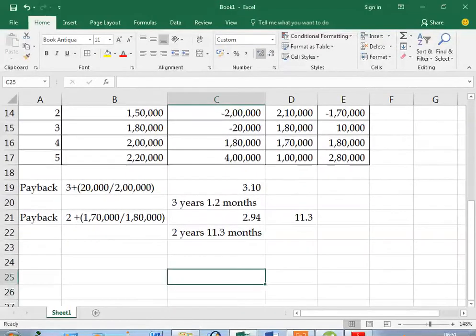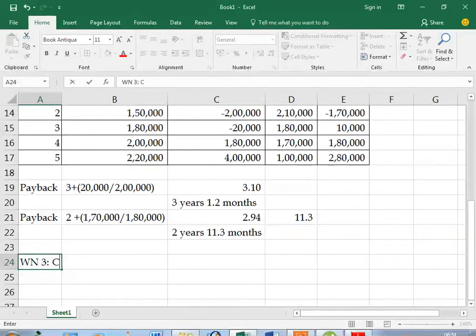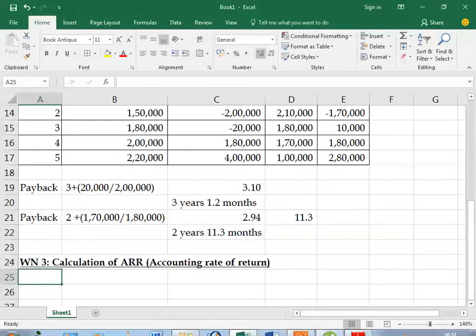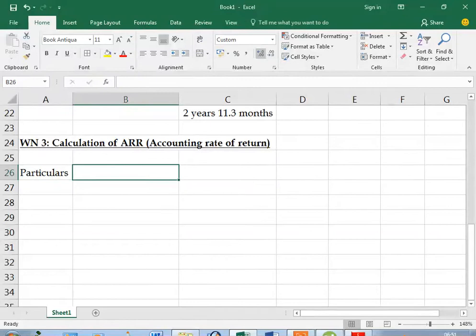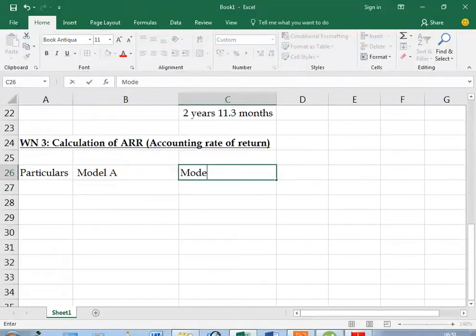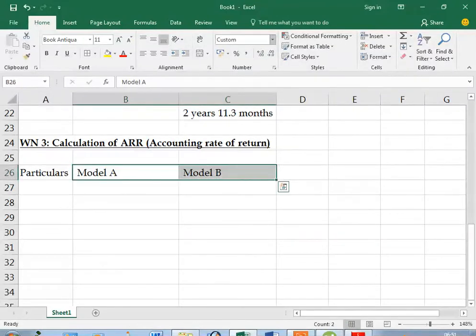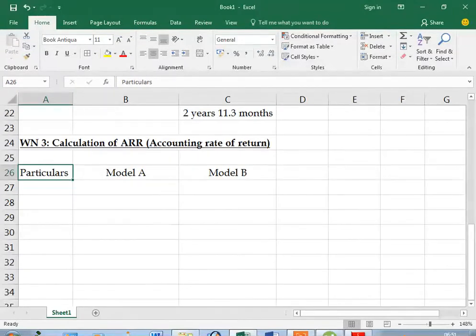Next, working note 2, calculation of ARR, accounting rate of return. Particulars, model A, model B. Now, this is the only technique which is dependent on profits rather than cash flow. All other techniques will focus only on cash flow. The term accounting means profits, and so this is the only technique which is dependent on profits rather than cash flows. Now, how do we calculate this?